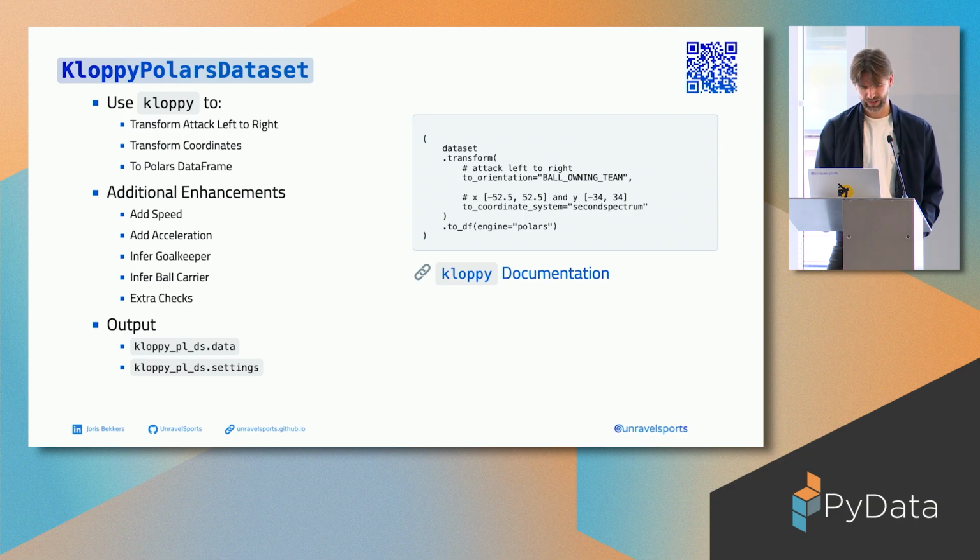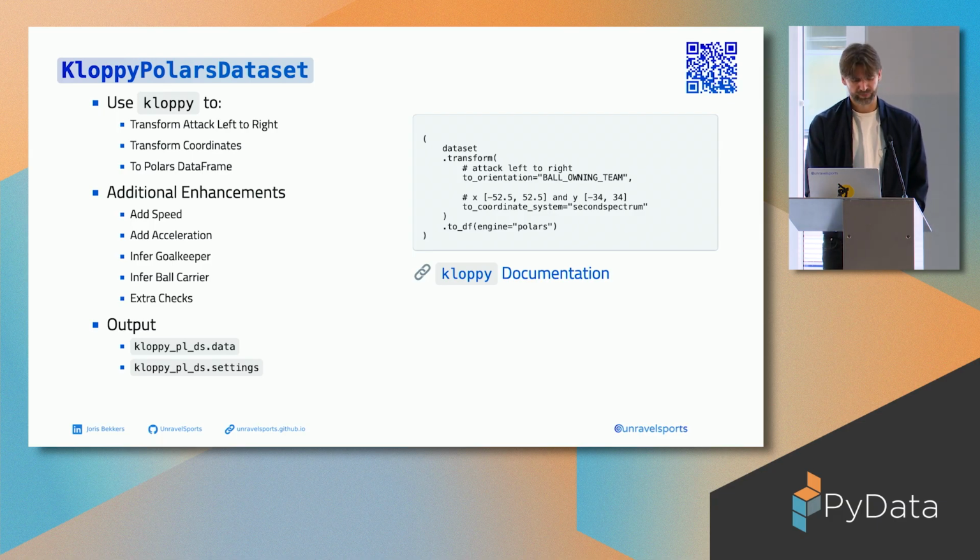Some additional functionality: if the data provider doesn't provide the speed, we'll calculate the speed and the acceleration. If we don't know who the goalkeeper is, we'll try to infer that. We also infer the ball carrier. Generally in this data you know which team owns the ball, but you don't know which player does, so we calculate for each frame the player closest to the ball on the team in possession, and we do some extra checks. Then your output is Kloppy Polars dataset.data and .settings.